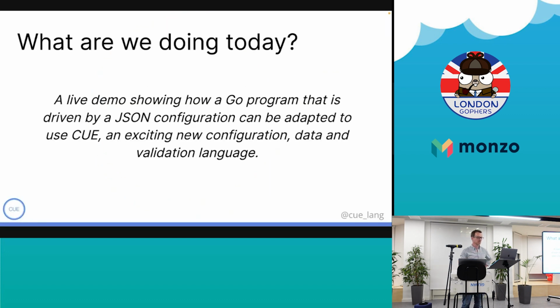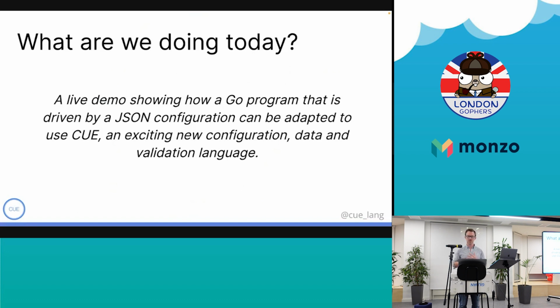As was advertised on the meetup page, I'm going to be giving a live demo showing how a Go program that already consumes a JSON configuration can be adapted to use Q instead. We'll also talk about why you would do that. Why is JSON perhaps not the best tool for the job in this situation, and why is Q better?